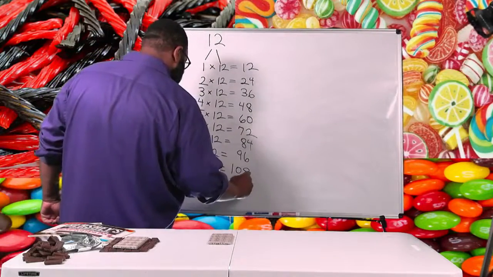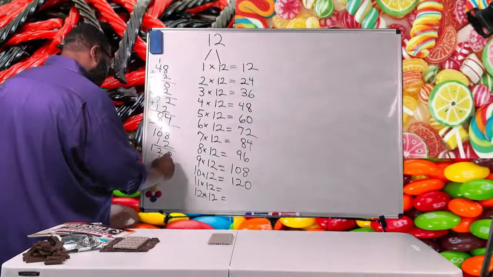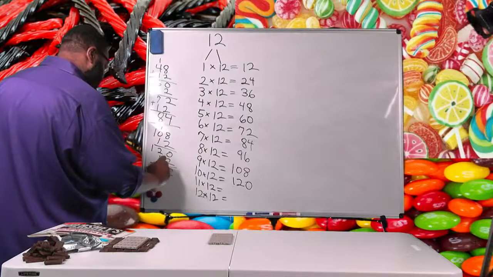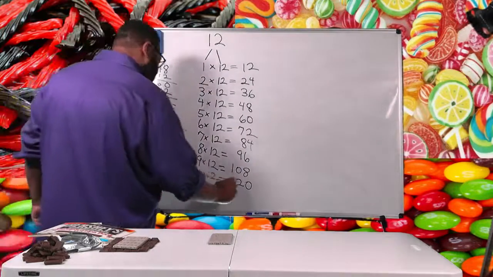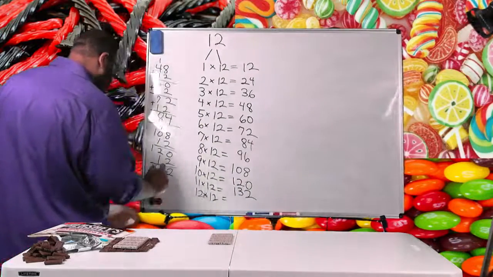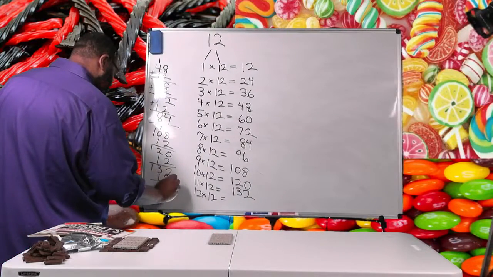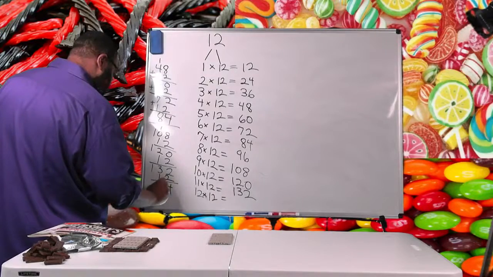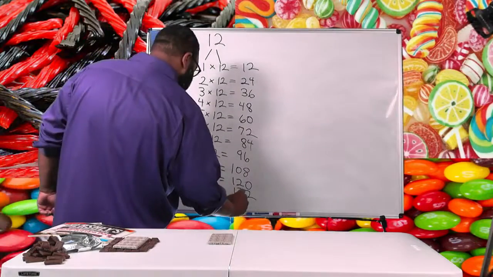120 plus 12. 132. And plus another 12. 2 plus 2 is 4. 144.